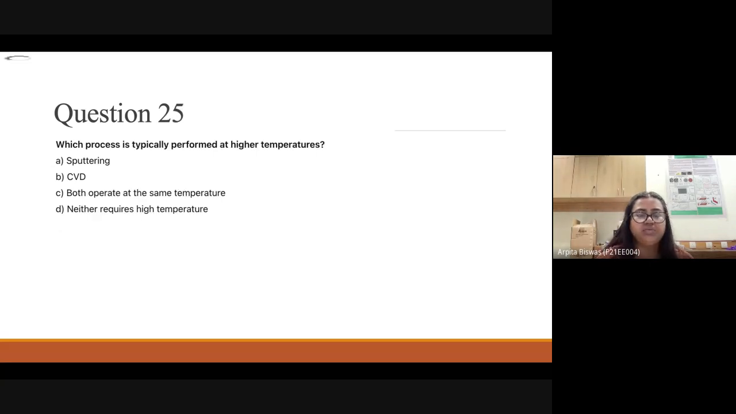Okay, next we move toward question number 25. Which process is typically performed at higher temperature? Sputtering, CVD, both operate at the same temperature, or neither requires high temperature? So which one is the right option?